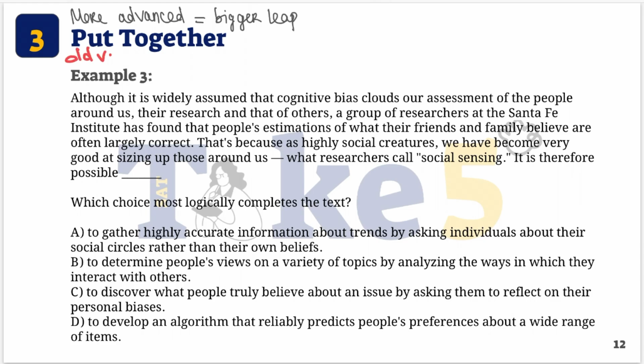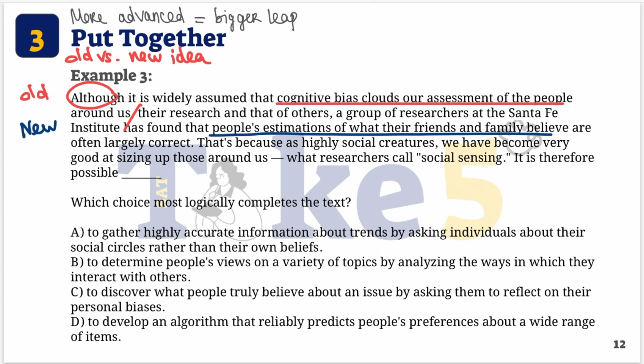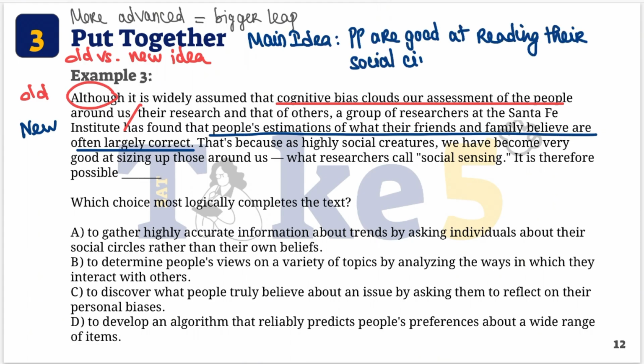The passage has the same old versus new idea structure. The old idea is the common assumption: cognitive bias clouds how we perceive the people around us. The new idea introduced is that people are actually quite accurate at gauging what their friends and family believe, because we have evolved as social creatures with strong social sensing ability. So the main idea here is people are really good at reading their social circles, and the social sensing ability is reliable.